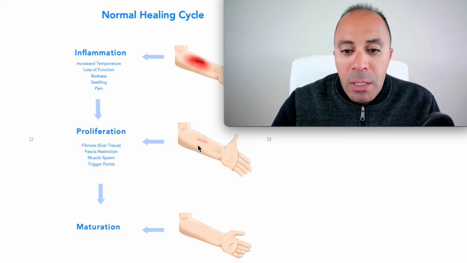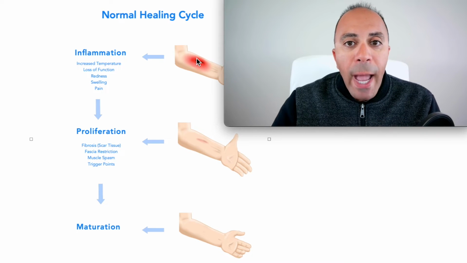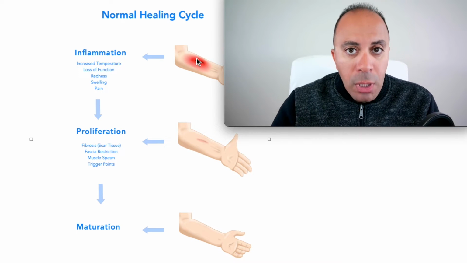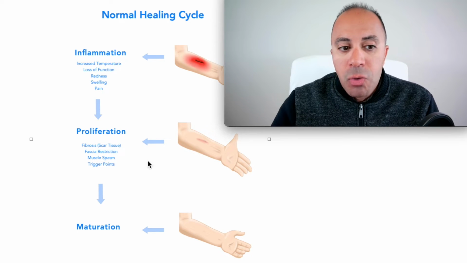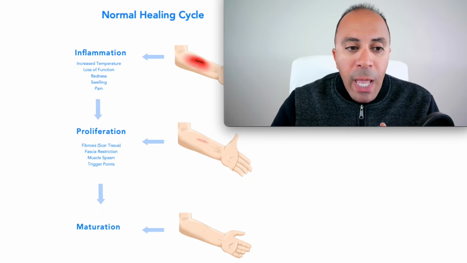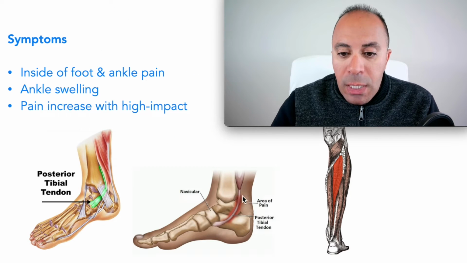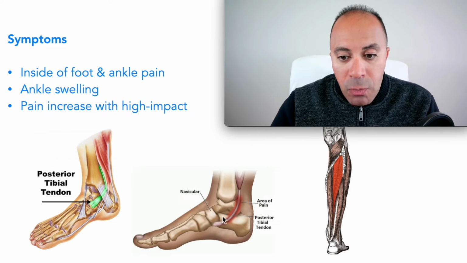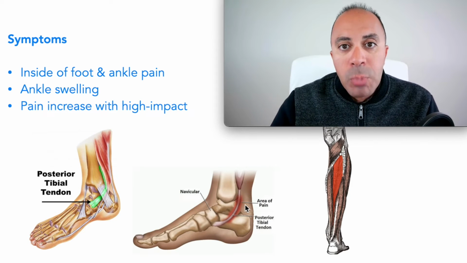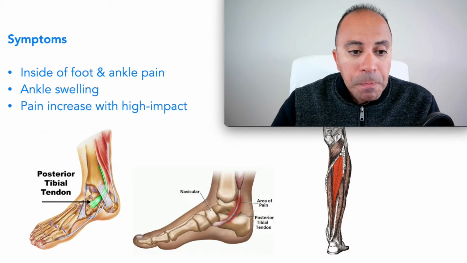If your body does not build scar tissue, it's an open wound susceptible to infection. So actually, we need scar tissue. Scar tissue is part of our survival. The problem is when we have excessive scar tissue in the middle of everything that causes restricted range of motion, swelling, and pain. That's what happens with posterior tibial tendonitis.